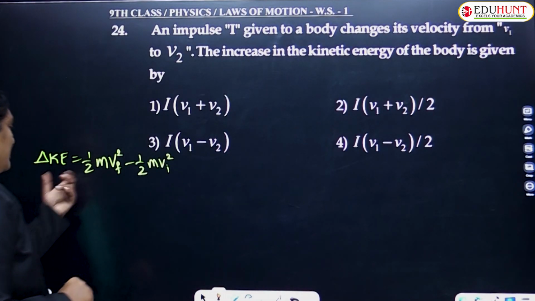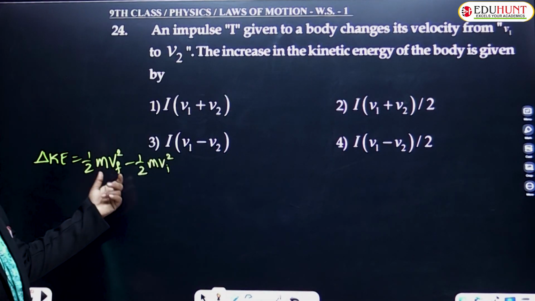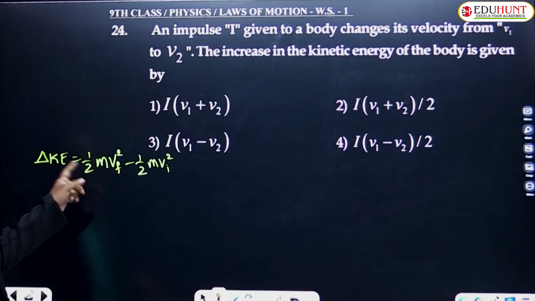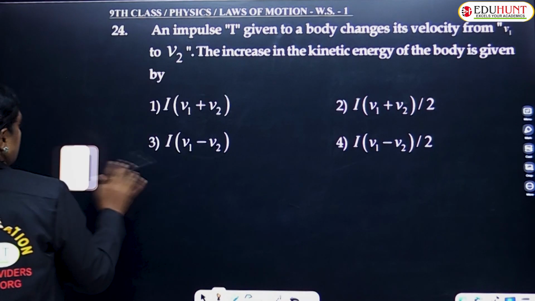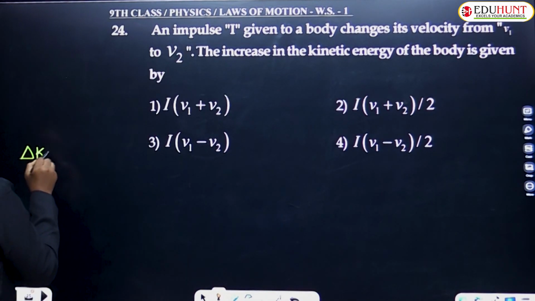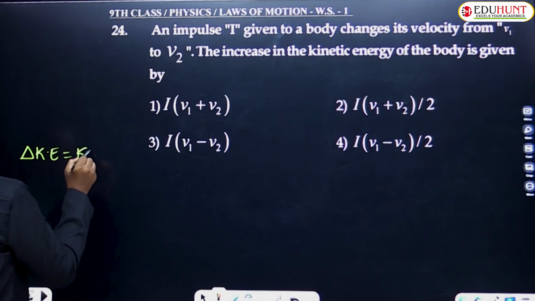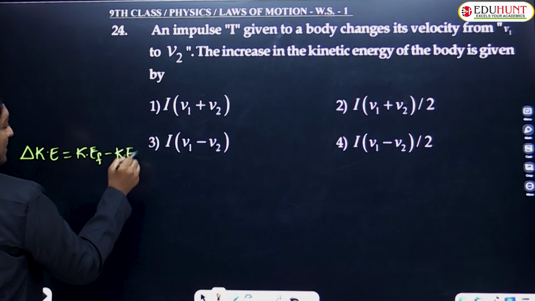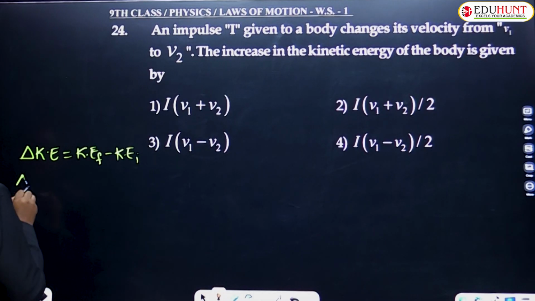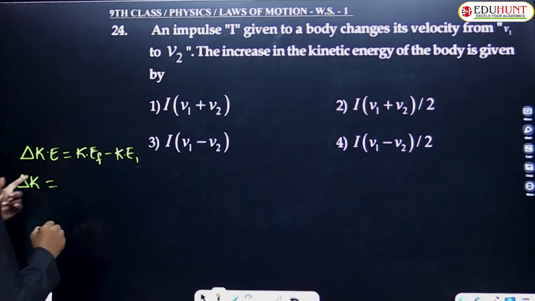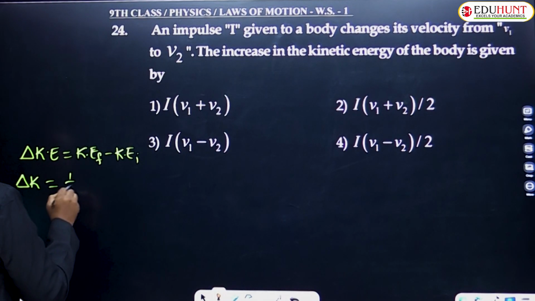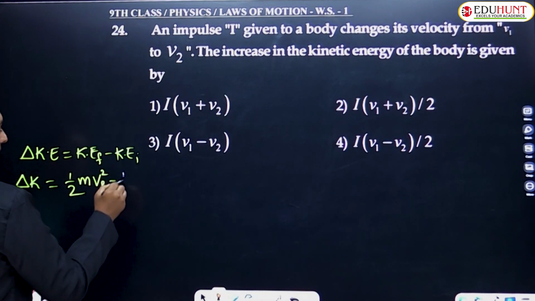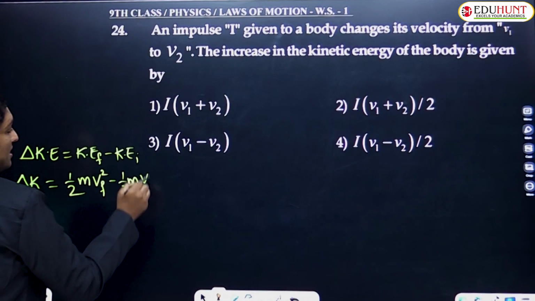That's it. The kinetic energy formula is half mv square. So change means Kf minus Ki. I'll write it like this. Change in kinetic energy is final kinetic energy minus initial kinetic energy. Hence, the change in kinetic energy, simply delta K, I'm writing. The kinetic energy formula is half mv square, so half m final velocity square minus half m initial velocity square.